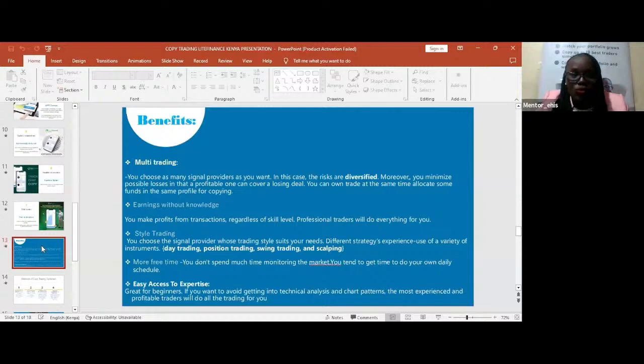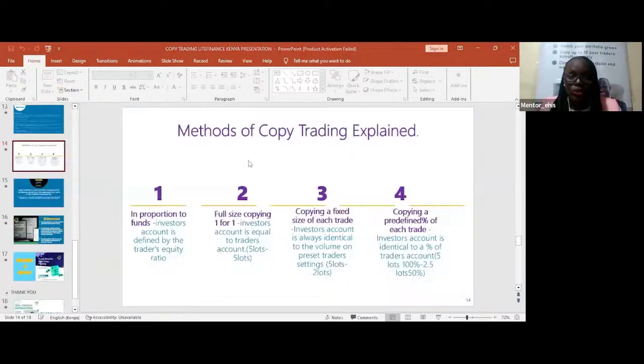So those are some of the benefits that I found copy trading has. Onto our next slide, I would explain there are some methods. We have methods on the methods of copy trading.